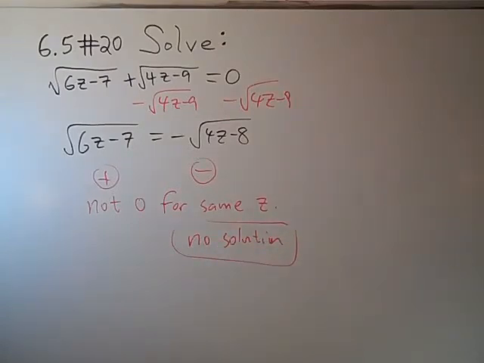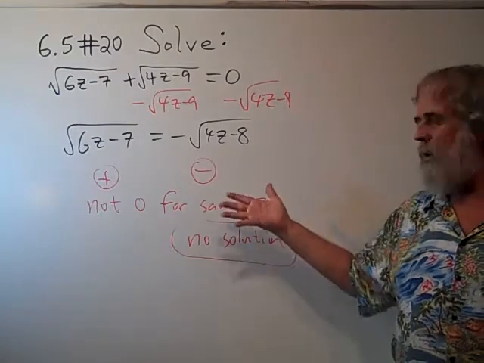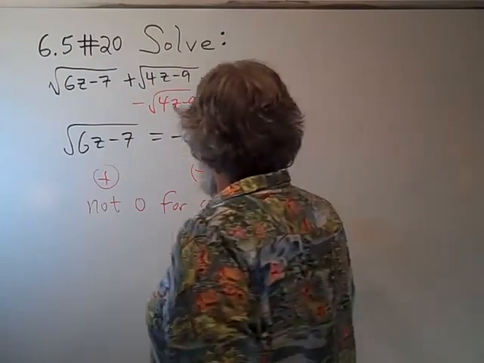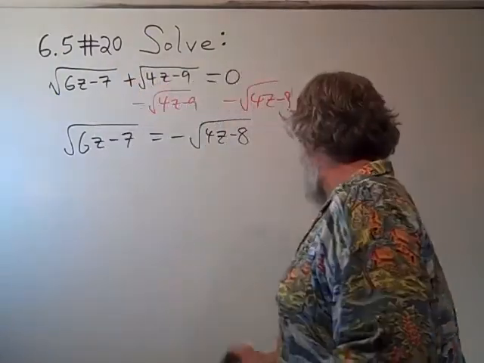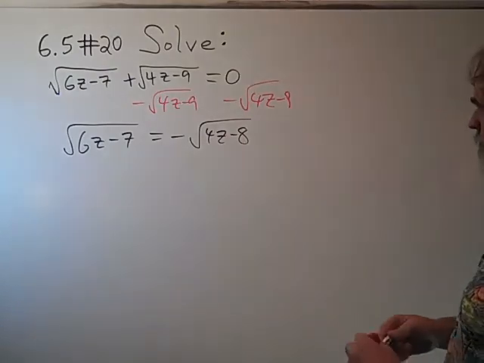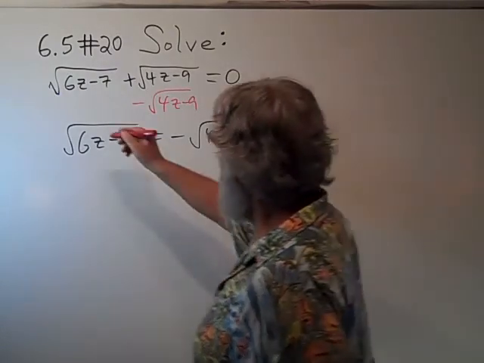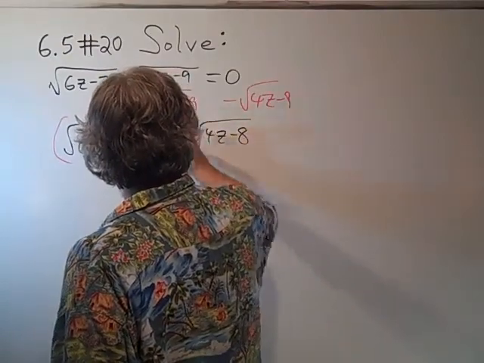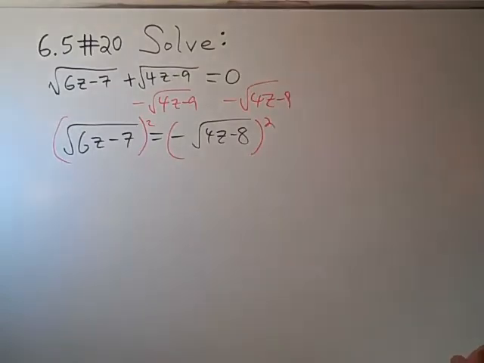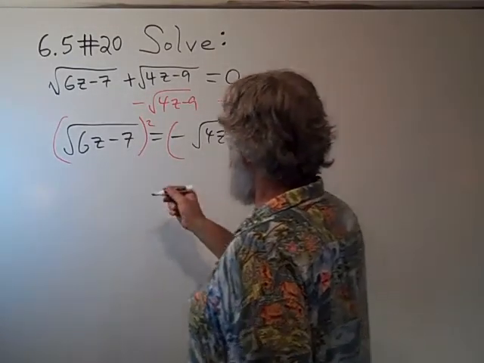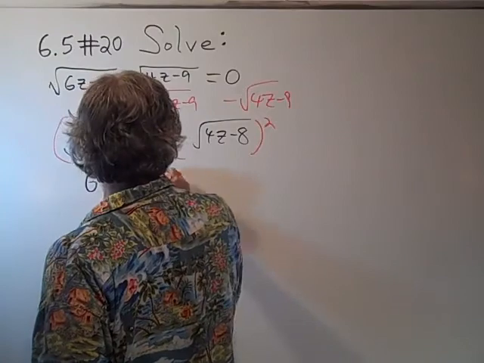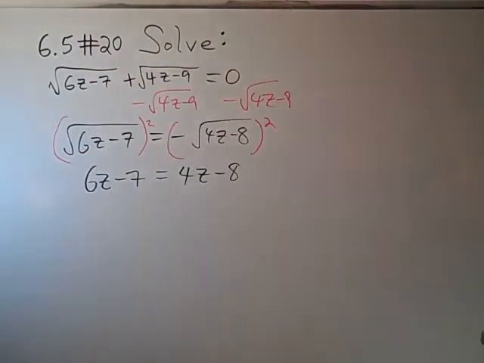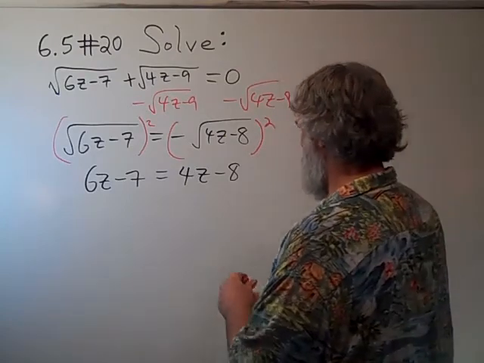Okay, but suppose, just suppose, that even at this stage you didn't see that there was no solution. We could continue to try to solve it and see what happens. Squaring both sides. When I square both sides of this, I get that 6z minus 7 is equal to 4z minus 8. So we can solve for z here.